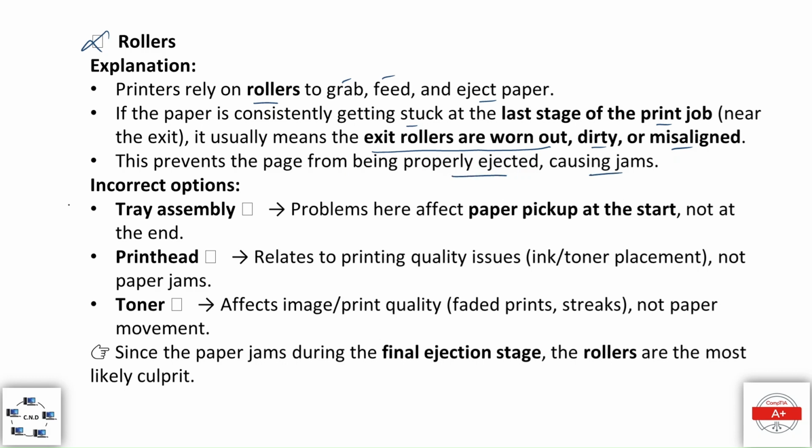So the incorrect options are tray assembly. So the problem here affects paper pickup at the start, not at the end. Print head. So this relates to printing quality issues, ink and toner placement, not paper jams. And the toner. So the toner affects image and print quality. That is, it results in faded prints or streaks, but not paper movement. So since the paper jams during the final ejection stage, the rollers are the most likely culprit.